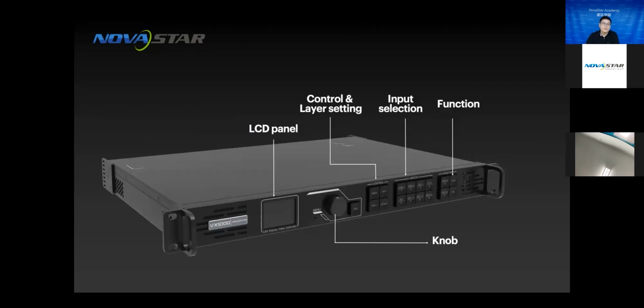Let's take a look at the front panel. It's very similar to other VX members. There is a knob for quick configuration, control and layer settings. These 8 buttons enable us to select inputs quickly. And the function buttons give quick access to presets, test, freeze, and any other functions customized by the user.